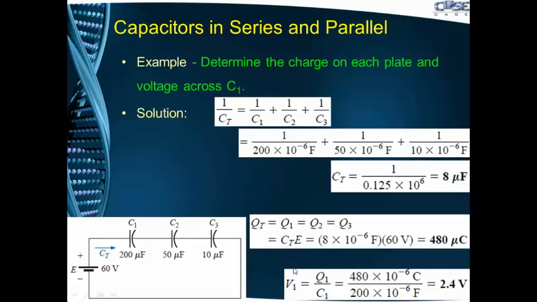So from here we can find the voltage V1 across capacitor C1. It would be equal to Q1 by C1, where Q1 is equal to 480 microcoulomb and C1 is the capacitance 200 microfarad. It would be equal to 2.4 volts.